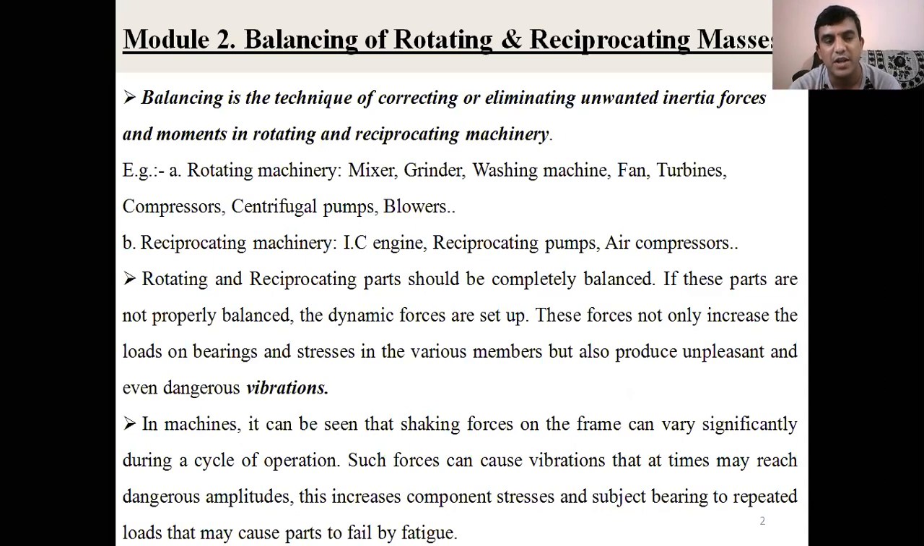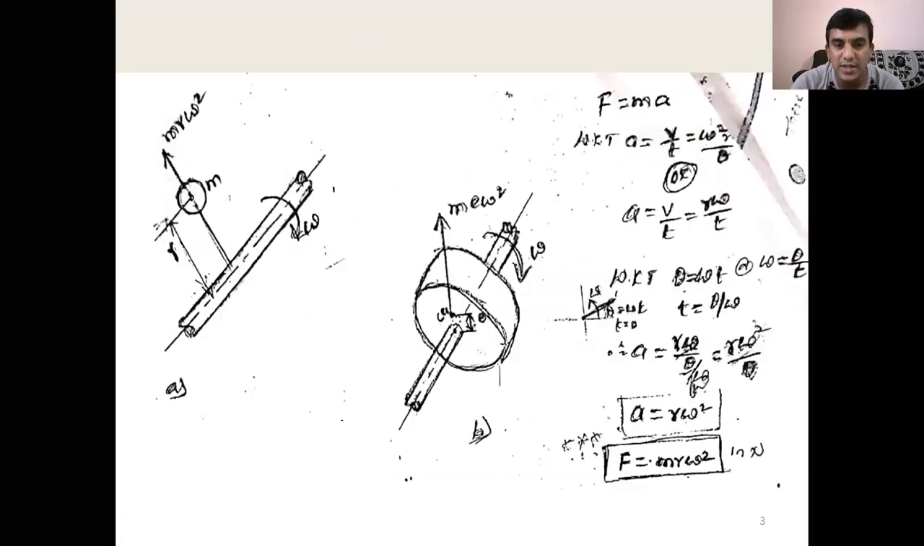But what about the rotor? Where is the CG of the rotor? The CG of the rotor is not exactly at the center line of the shaft. It has some eccentricity, as you can see in figure B. The CG of the rotor does not coincide with the CG of the shaft, so it has some eccentricity.